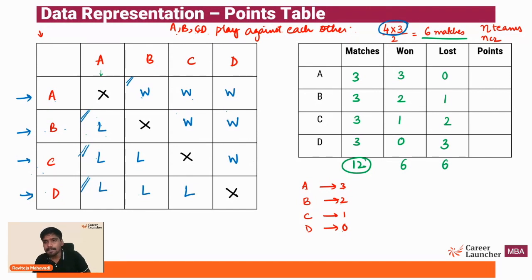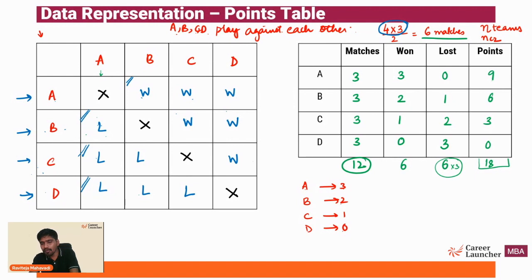Now, if I tell that for every match you win, you get 3 points, A will get 9 points. B will get 6 points. C will get 3 points and D will get 0 points. As a result, the total number of points in the table is 9 plus 6 plus 3, which is equal to 18. That you can see is 6 into 3 because every match carries 3 points. You win, you get 3 points. You lose, you get 0 points. This is a basic table when there is no possibility of draw.